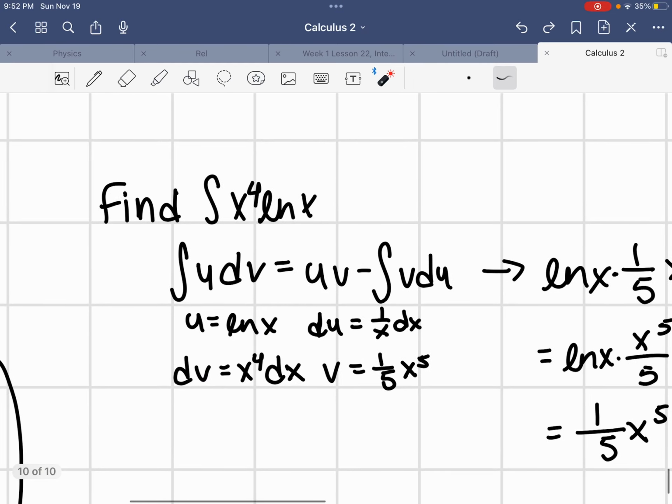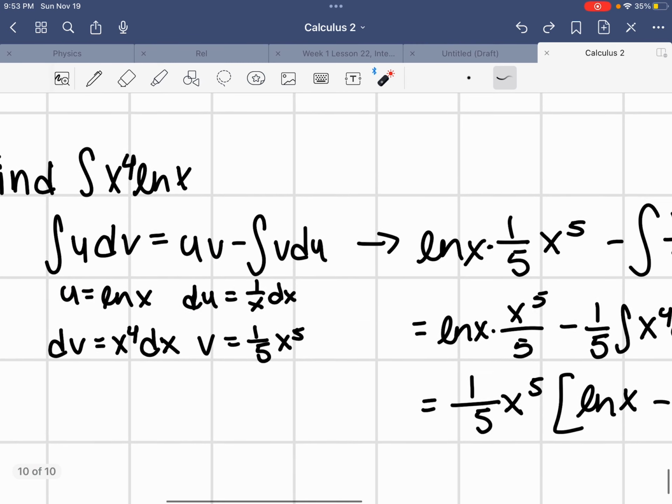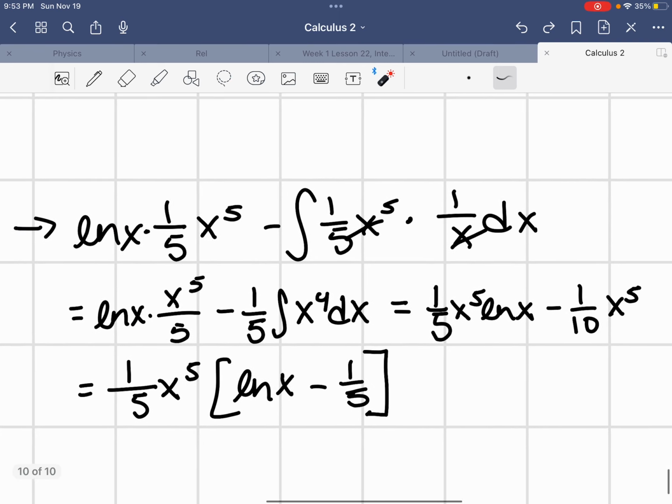For this one, separation by parts, I found my u and my dv. This is my u, this is my dv. And then for my dv, I found the integral, and for my u, I found a derivative. And then I just input all of this into this. I did that.